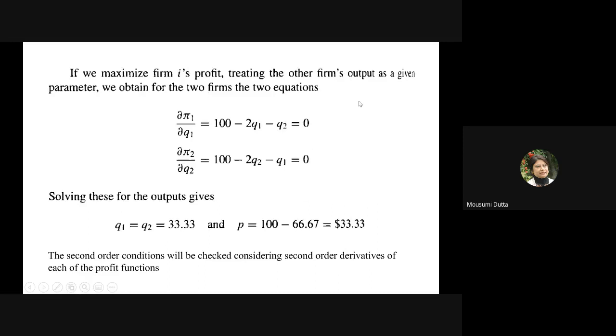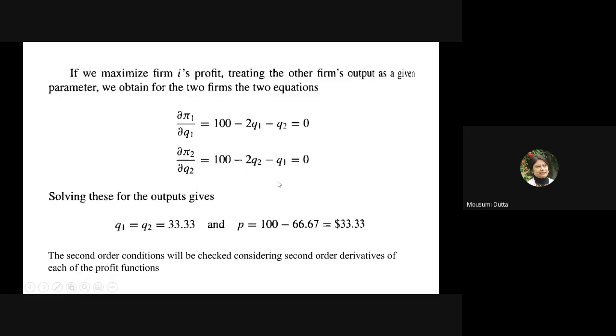So would you please derive these things first and check whether the second order condition of profit maximization is holding or not? Yes, ma'am, it is holding. So first find out del square pi 1 by del q1 square. That will be minus 2. Then del square pi 1 by del q1 del q2. That is minus 1. Okay. So if you use this, you will get that the second order condition holds.